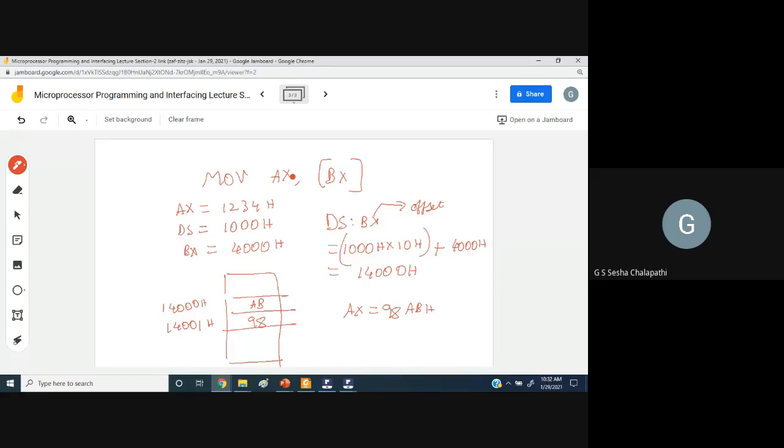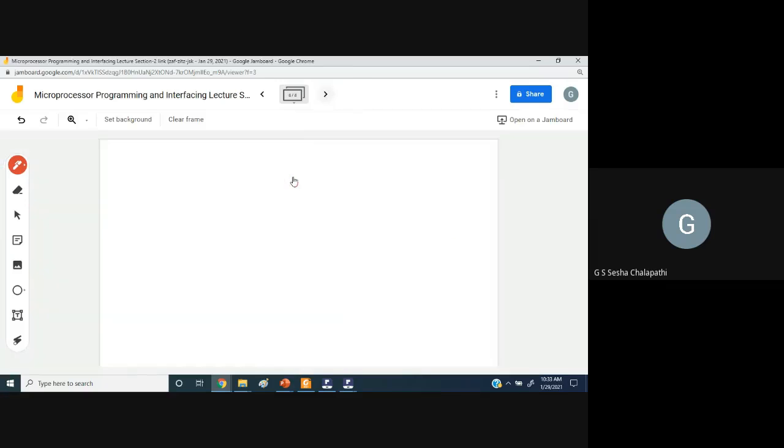So this is called the register indirect addressing mode. Why is this called so? Because the register is indirectly pointing to the memory location.